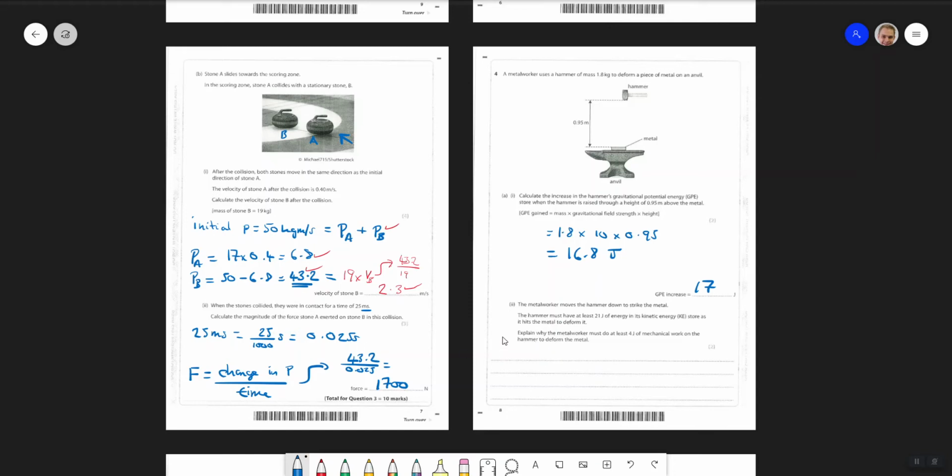So basically, what we need is that if all the GPE goes to KE, so let's say you drop it, all of it goes to it, therefore that will mean that kinetic energy equals 17 joules. So you just drop it, you're only going to get 17 joules, therefore 4 joules more work needs to be done.